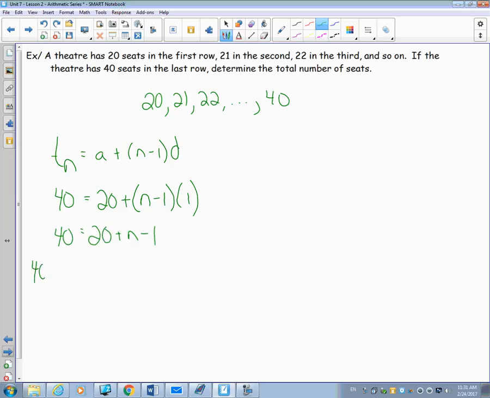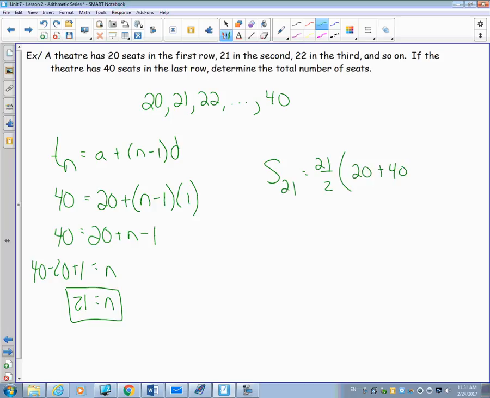So we'll get 40 minus 20 plus 1. It's basically the same kind of question we just did a second ago. So there are 21 rows in the theater. How many seats are there? Well, let's figure out the sum of 21 rows. First term was 20, last term was 40. So we'll get 10.5 times 60, or in other words, 630 seats. And that saves us from counting each row and then adding them together, right? This pattern idea.